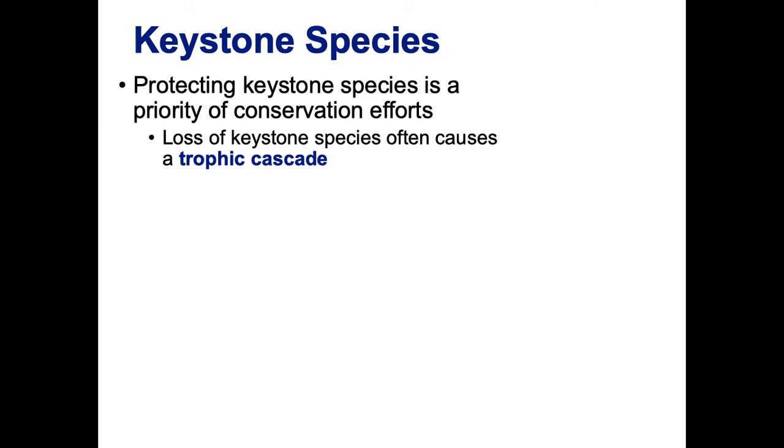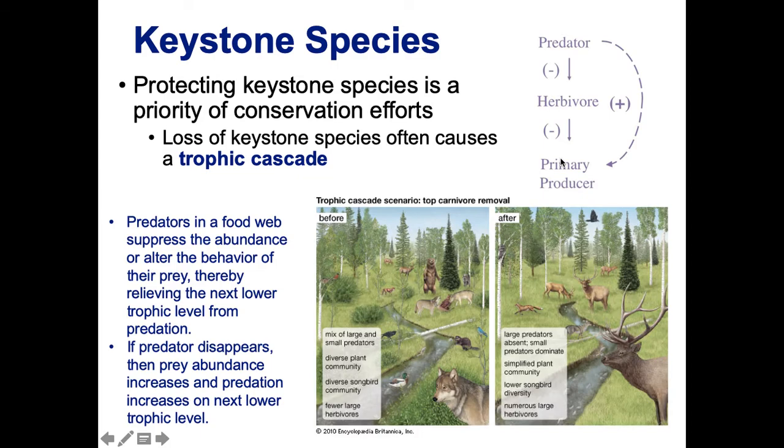If we're talking about predators, losing a keystone species can cause a trophic cascade, which is where we get an increase in the amount of herbivores because the predator is removed. So the herbivore isn't being regulated by the predator, and their population just goes way up because there's nobody eating them anymore. And that can have major negative effects on the primary producers or the plants.